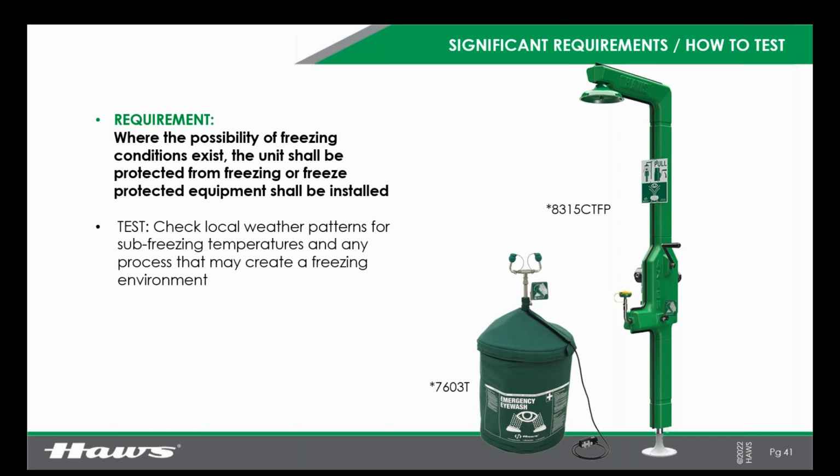That's a couple of examples of ours on the right here. These are heat traced, good down to -30 degrees Fahrenheit for that 7603, good down to -40 degrees Fahrenheit for that 8315. Make sure you're checking your local weather patterns. Maybe don't test it in June, test it in December, January to see if you have freezing conditions where the emergency equipment needs to be protected.